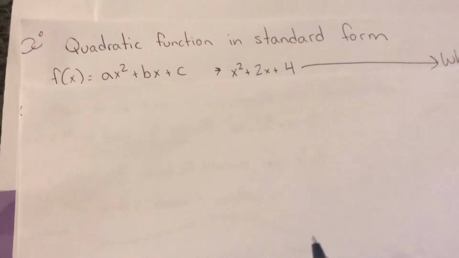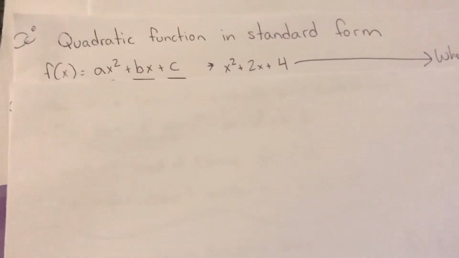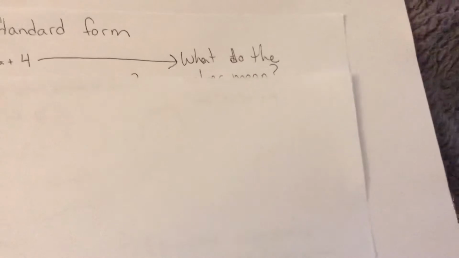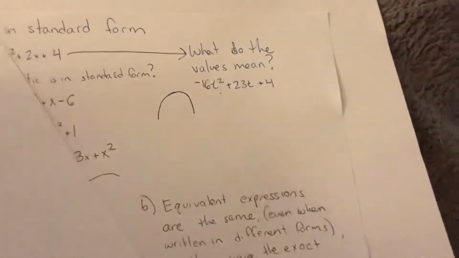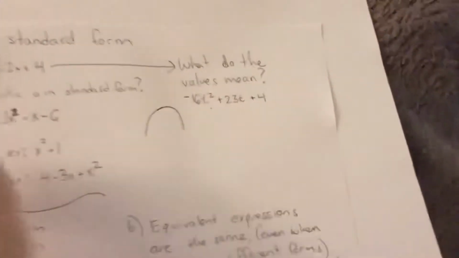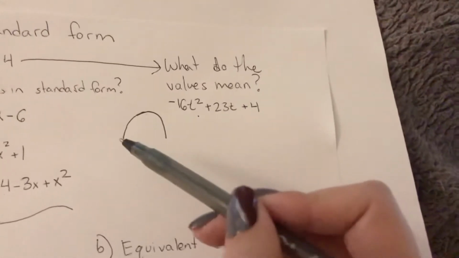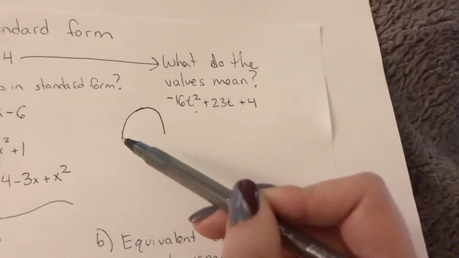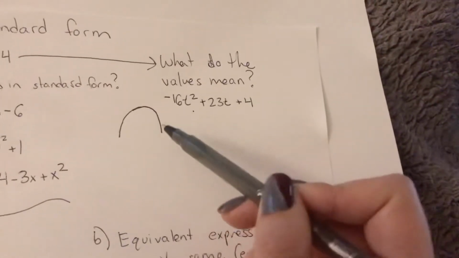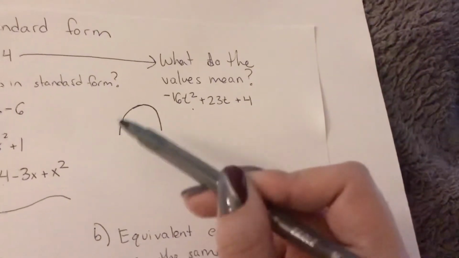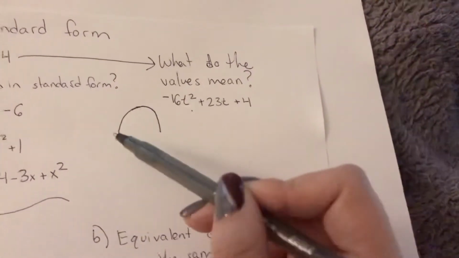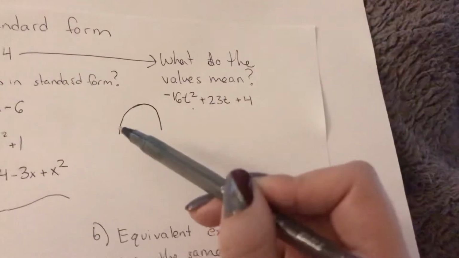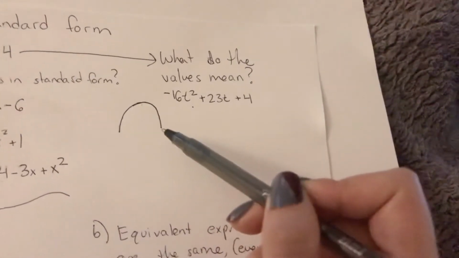Now, what we need to also quickly look at is what the values mean when written in standard form. So in looking at the physics of it, the science of it, a quadratic makes a U-shaped graph. It's like a parabola, okay? This is the kind of shape that's modeled when we throw something up into the air and then it lands.